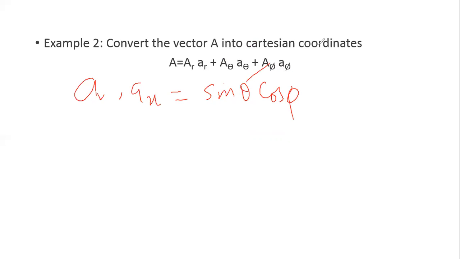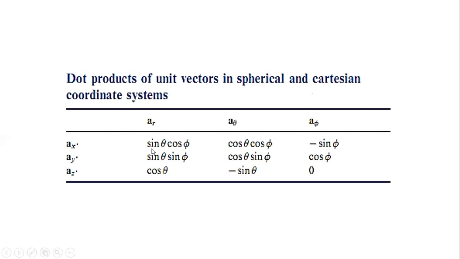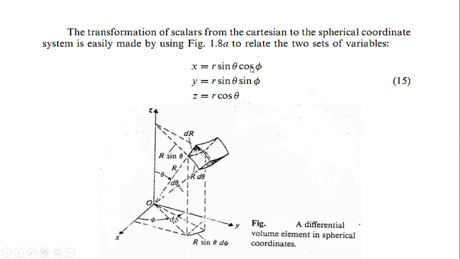Now we have the theta angle and the phi angle, and we have to convert these angles from the spherical coordinate system into the Cartesian coordinate system. So how can we convert this from spherical into Cartesian, or how can we express this in terms of x and y? We know that a_r dot a_x is sine theta cos phi. A_theta dot a_x is cos theta cos phi, and a_phi dot a_x is minus sine phi. Now, if we look at this, we can find sine theta cos phi from this equation. So sine theta cos phi will be equal to x divided by r.